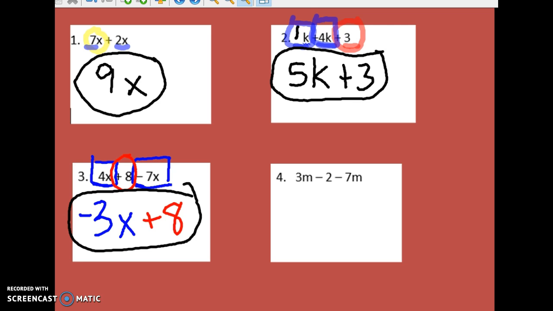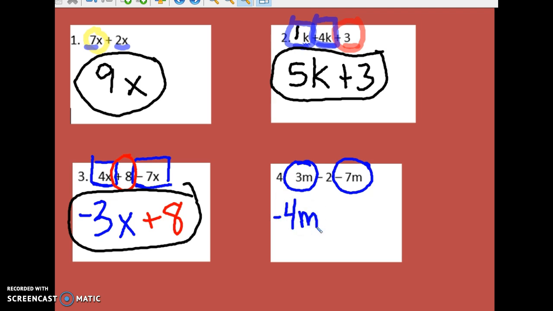All right, let's try number 4. So first thing I want you to do is put a circle around everything that has an m. So we have a 3m, and then we also have a minus 7m. So I'm going to circle both the 3m and the minus 7m. So 3m minus 7m gives me negative 4m.